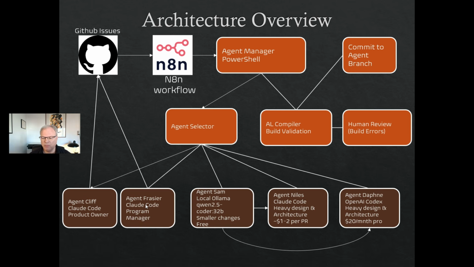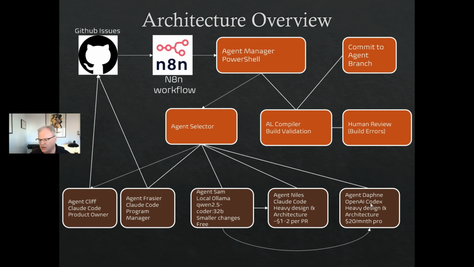Agent Fraser will, based on the complexity of the task, assign to one of the 3 engineering agents. If we start on the right here, Agent Daphne is my favorite agent. She runs on OpenAI Codex, and she can do heavy design and complicated tasks. You could even assign her a whole feature area, but at the moment I'm trying out a more flexible model where the work is broken down by Fraser first, and then picked up by the agents. You don't have to go through the planning agents.